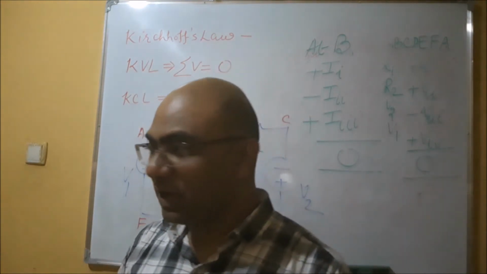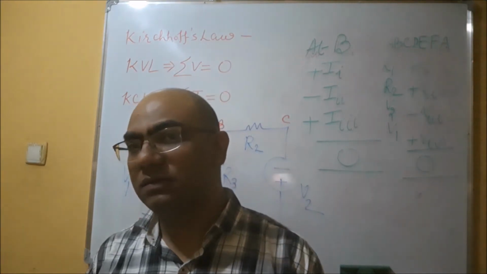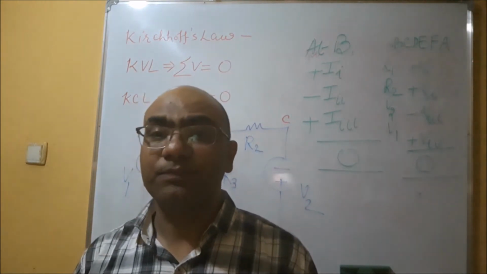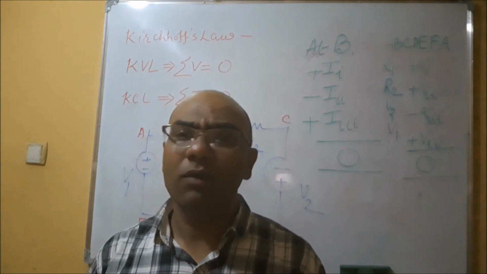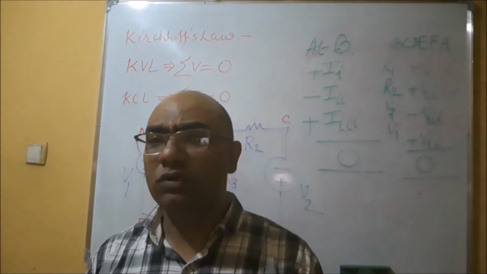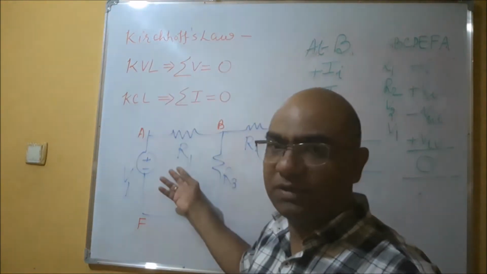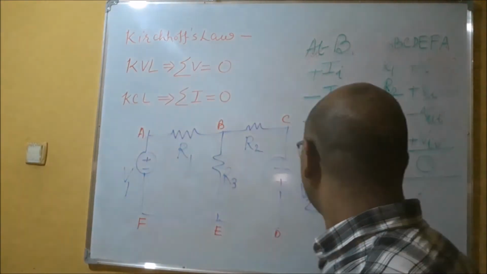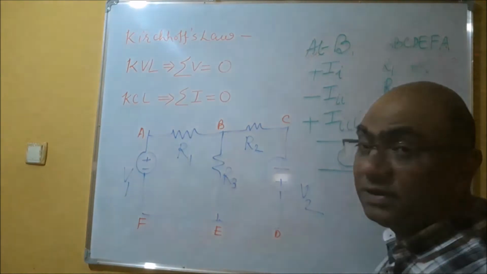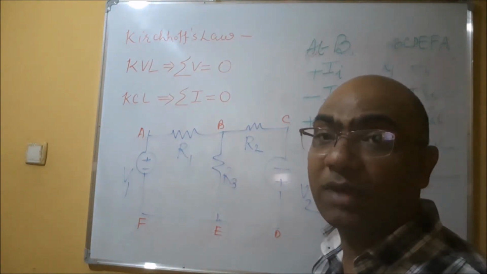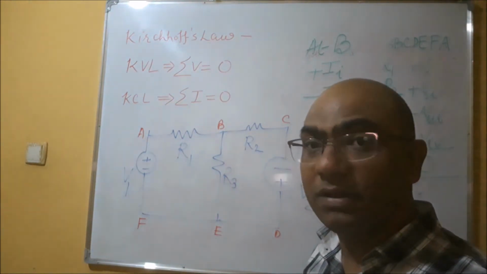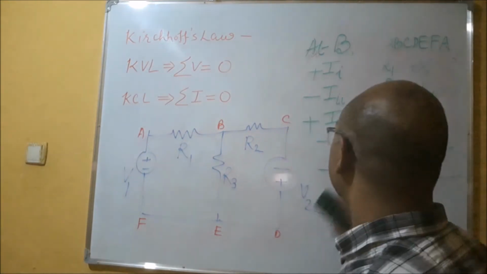So, starting, this can be done with an example. Let us start with one circuit, the same circuit we are going to solve. And for the same circuit, we will see step by step what steps we keep in mind for applying KVL.